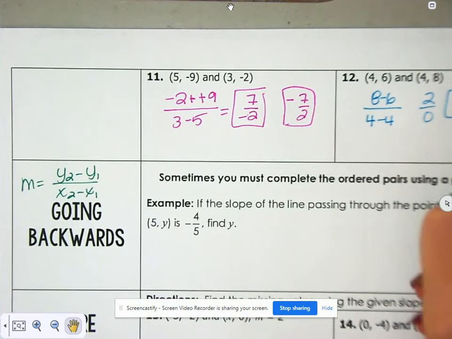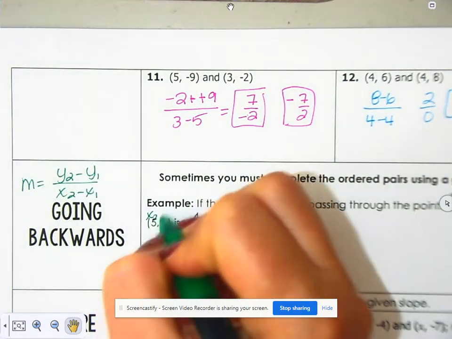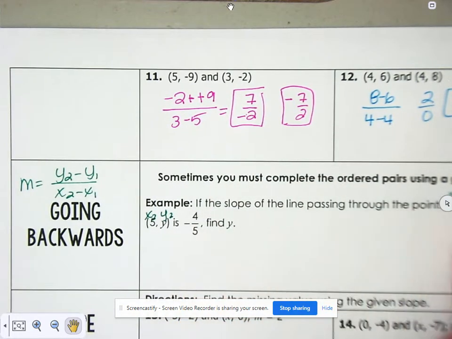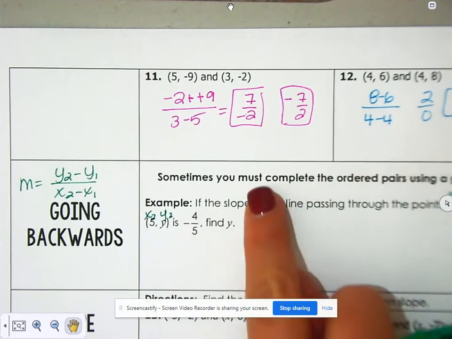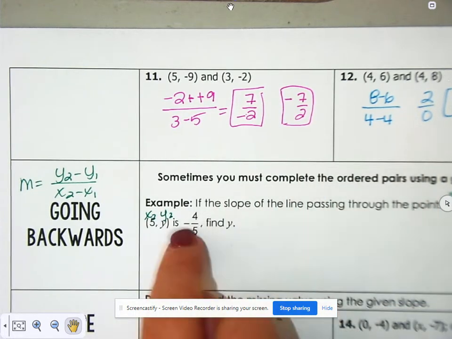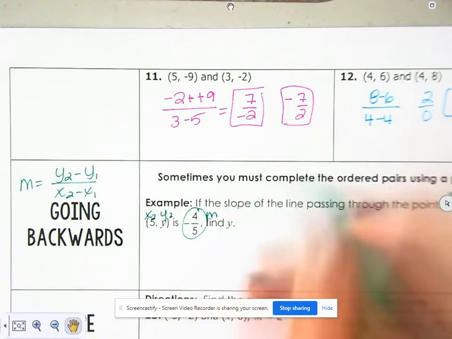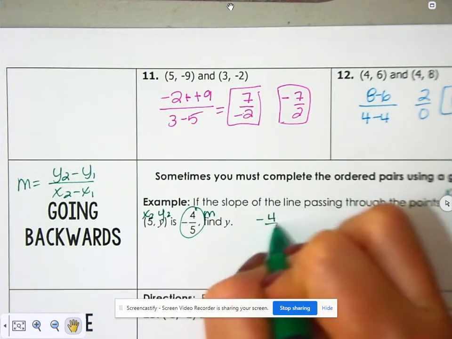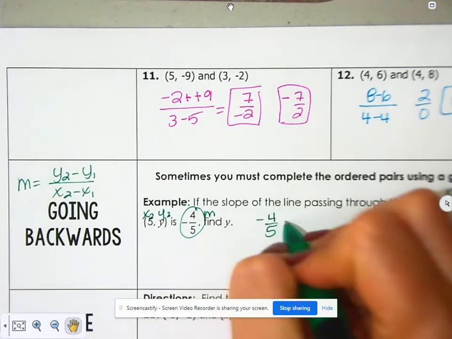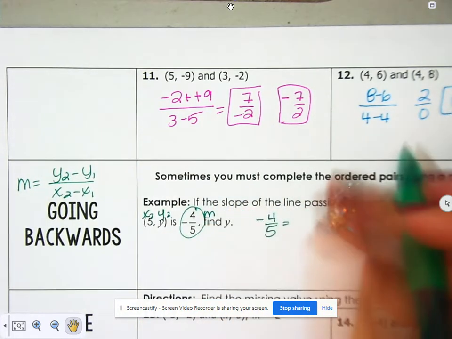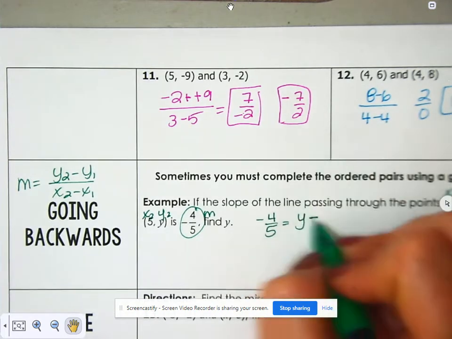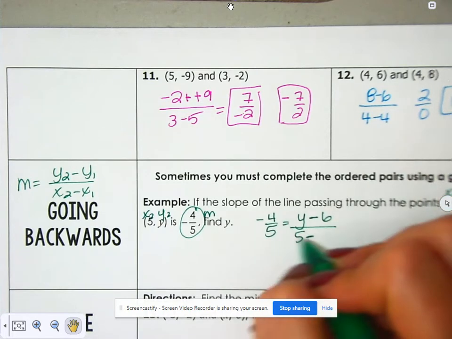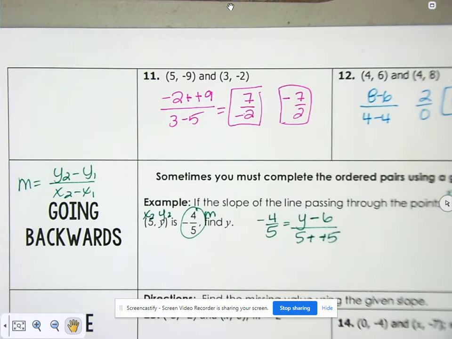The difference is this is my x1, y1, and this will be x2, y2. And they gave me my slope. It says if the slope is, so this is my m. So I'm going to set it up using m on the left. Y2 is y minus y1 is 6 over x2 is 5 minus x1 is negative 5.